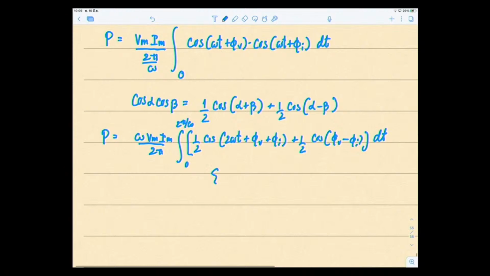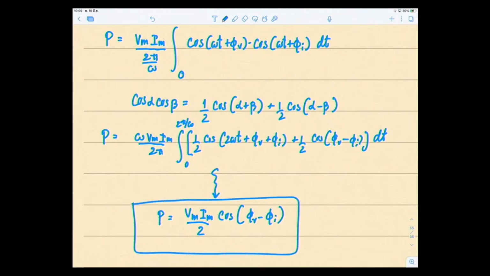You can have fun with it during your free time if you like math. But as electrical engineers, we're just going to take the final formula, which is the average power P equal to Vm Im over 2 cos of phi v minus phi I. This is the formula for the average power, and the unit is watt. So that's the average power.